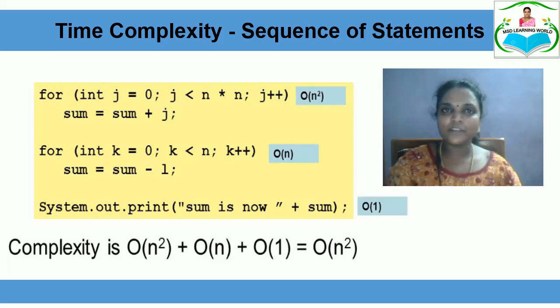Whenever we find the time complexity for a sequence of statements, you apply the addition rule. Whereas whenever you are calculating the time complexity of nested loops, you apply the multiplicative rule. Now you have to add up all the time complexities of the sequence of statements. So you will have order of n square plus n plus 1. Here the highest order is order of n square. So the time complexity of this sequence of statements is order of n square.